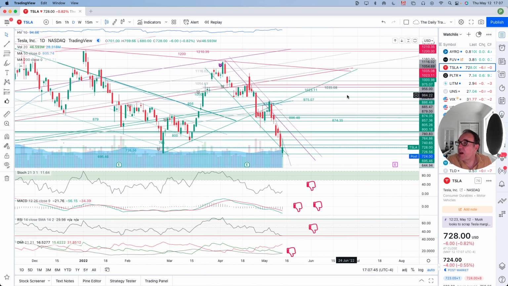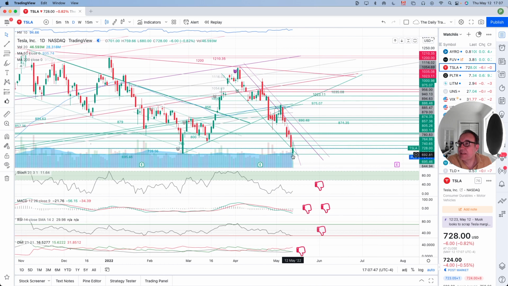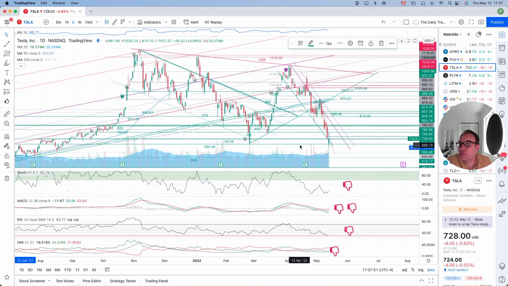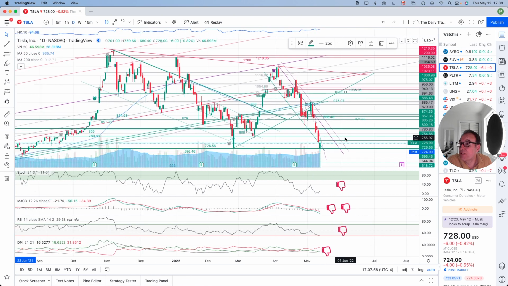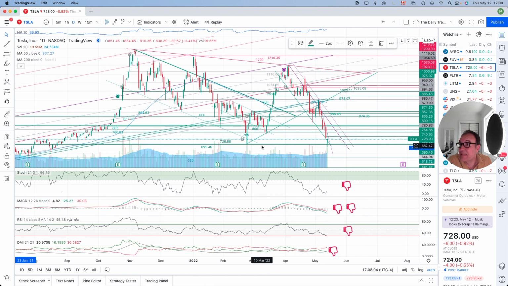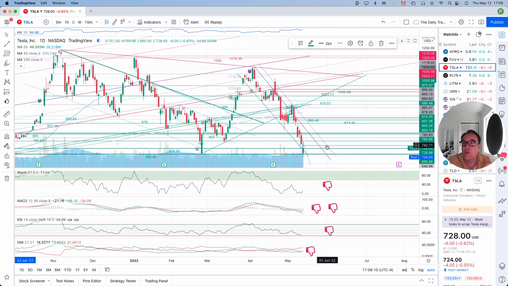So one thing of interest right here is that we have reached an important support. It does not necessarily mean that Tesla is going to go back up, but this is a definite possibility. So 695.46 is a support. So if we break 695.46, if we closed below that tomorrow, most likely the stock is going to go further down.